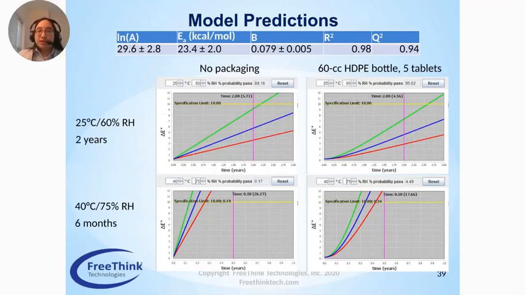So this is actually one of those examples where the ICH guidelines don't quite capture the situation. The assumption that 6 months at 40/75 is equivalent to 2 years at 25/60 does not hold in this case.